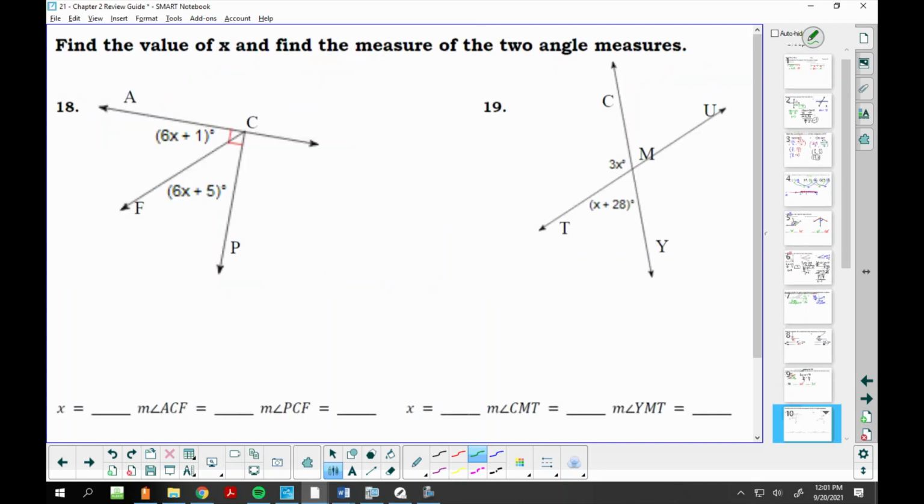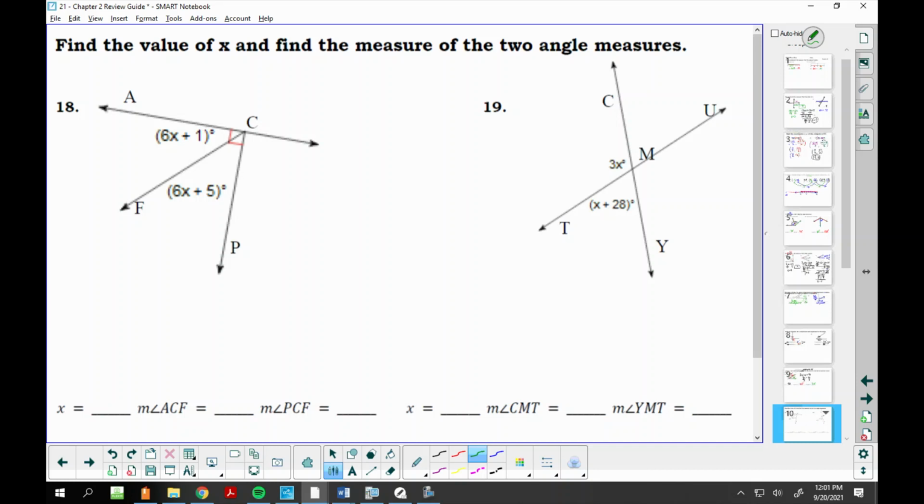All right, find the value of x and find the measure of the two angle measures. So we're going to plug it back in when we're done. So first of all, do I see the word bisects anywhere? No. Do I have anything showing me that they're equal? No. Okay, that's what happened. If you guys got these problems wrong on the quiz, that's mostly what went wrong. You guys set these equal, but there's absolutely nothing telling you that they're equal. There's no signs. There's no tick marks. I don't see the word bisects.